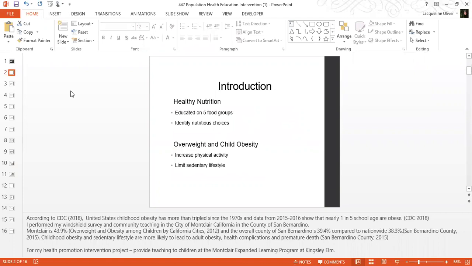I performed my windshield survey here in the city of Montclair, California, in the county of San Bernardino. The incidence of overweight and obesity in Montclair is 43.9%. Childhood obesity and a sedentary lifestyle are more likely to lead to adult obesity and complications of premature death. I performed my presentation at the Montclair Expanded Learning Program at Kingsley Elementary.